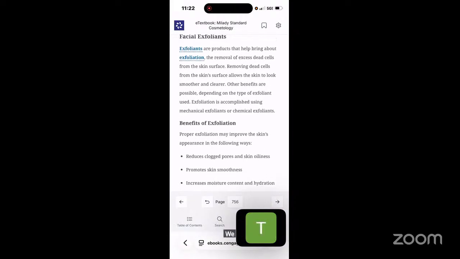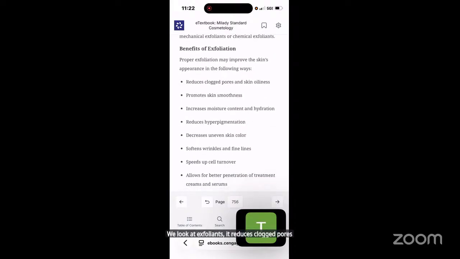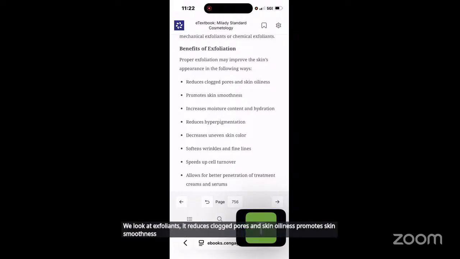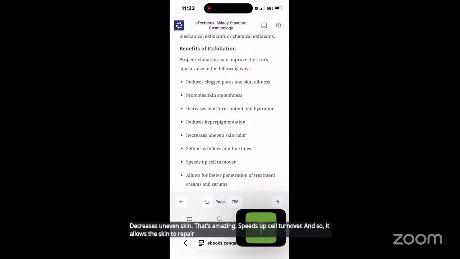We look at exfoliants. It reduces clogged pores and skin oiliness, promotes skin smoothness, increases moisture content and hydration, reduces hyperpigmentation because it removes old dead skin cells, and decreases uneven skin. That's amazing. It speeds up cell turnover, so it allows the skin to repair itself continuously, faster, and gives better penetration of treatment creams and products.